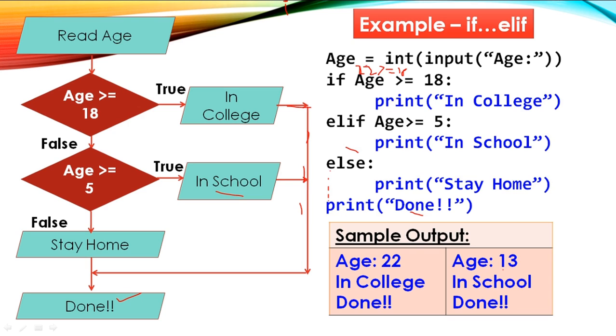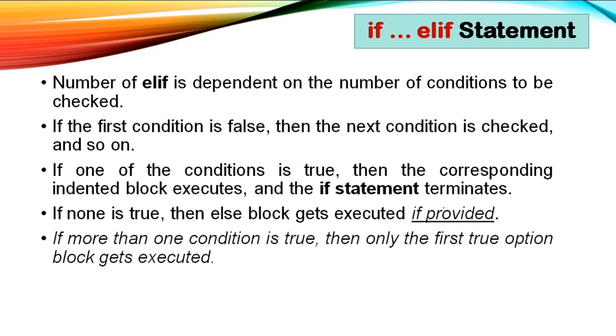13 greater than 18 is false. So the next condition will be evaluated: 13 greater than or equal to 5. Here the condition is evaluated to true. So this statement in school will be executed, and after that done also will be executed. If the age inputted is 3, both conditions will be false and the else part will be executed, and stay home and done will be displayed.